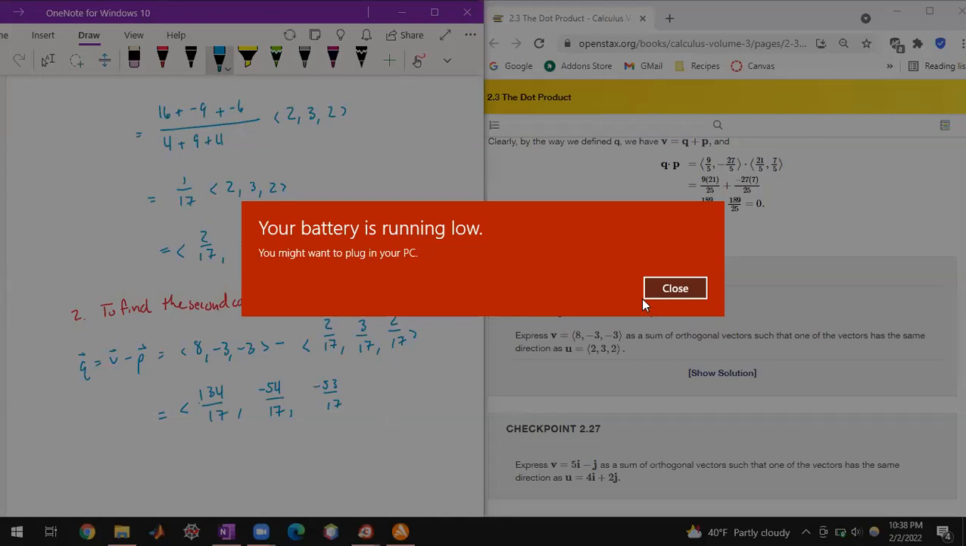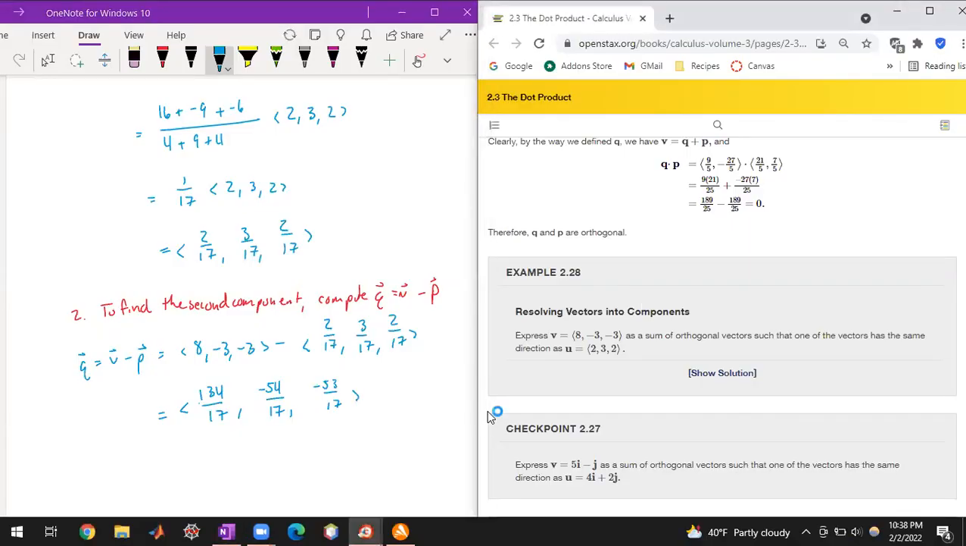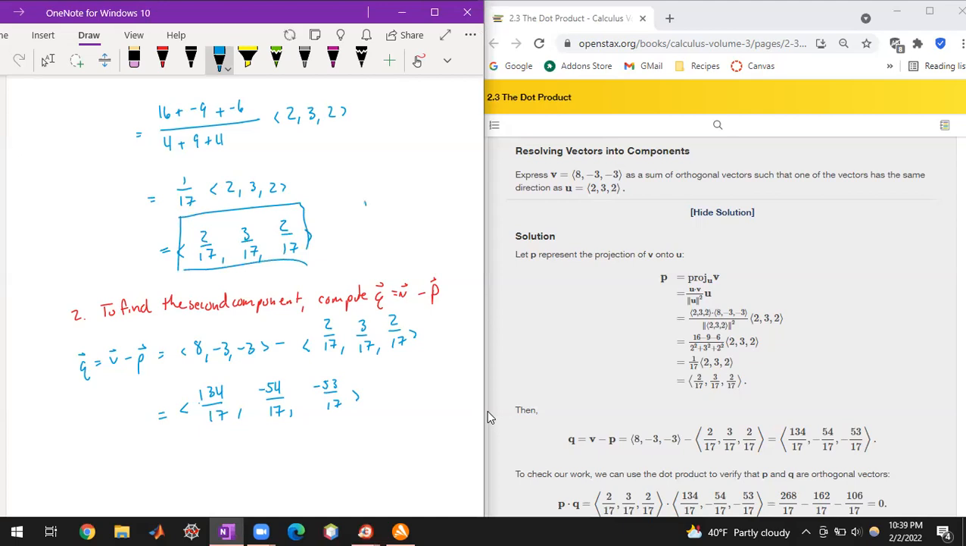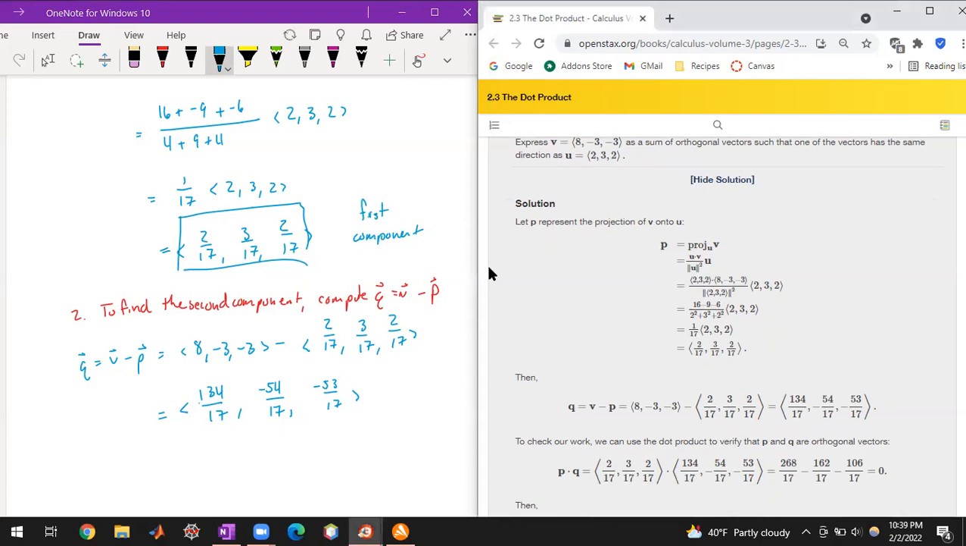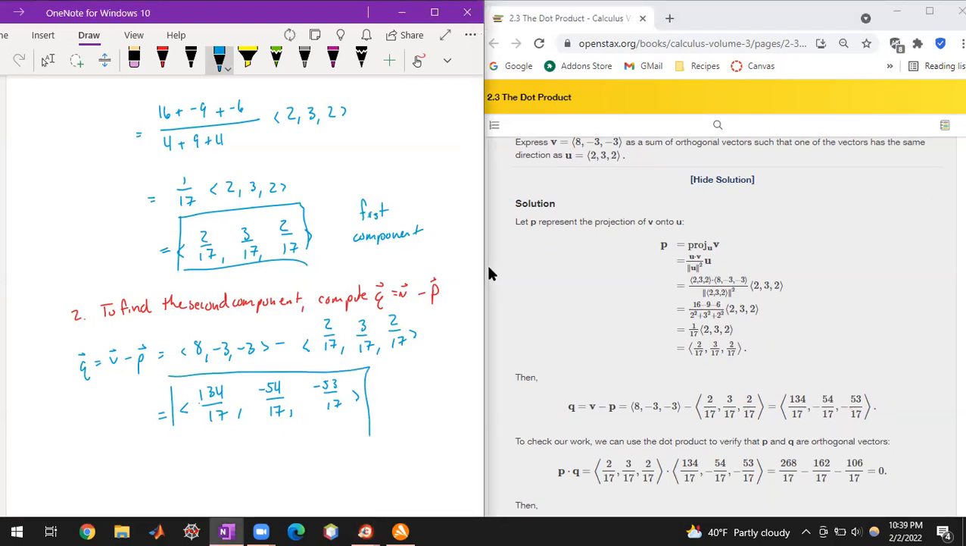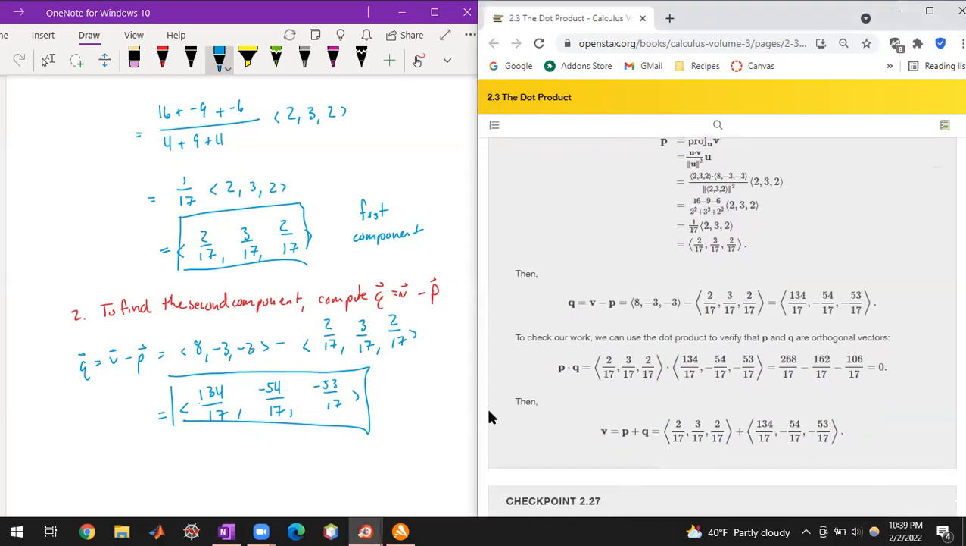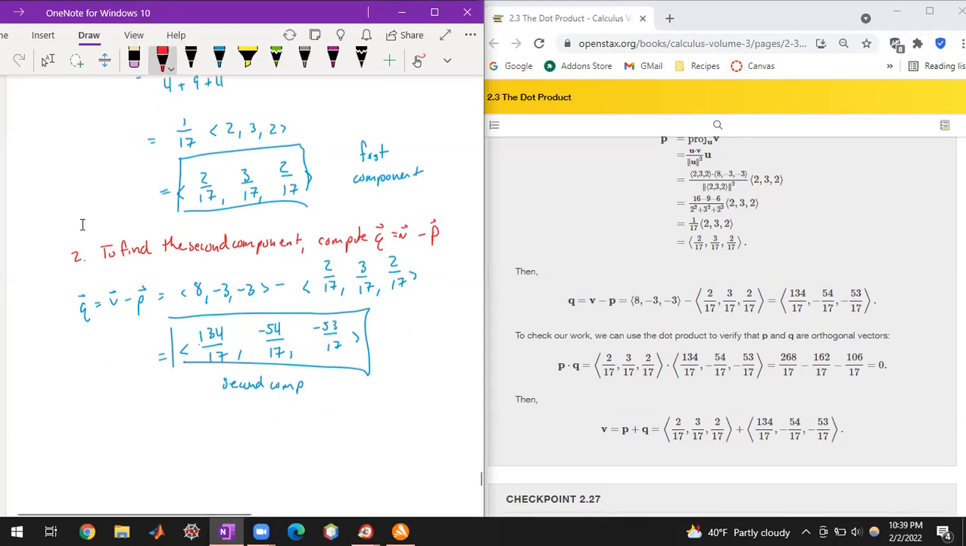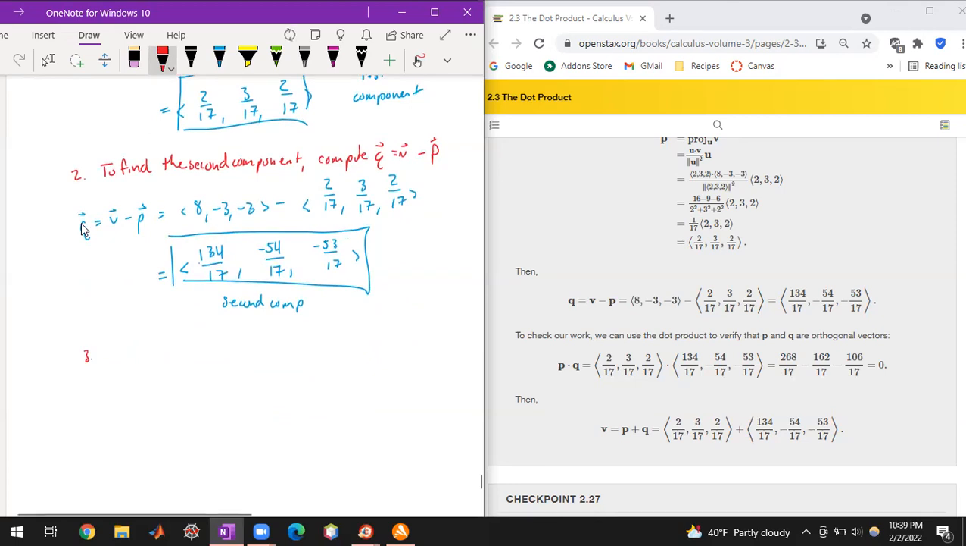All right, so let's go ahead and check our answer. We've calculated our projection and got 2/17, 3/17, and 2/17. This is our first component. And then we've calculated their difference, our second component. Of course, we can actually check our work by taking the dot product and proving the two vectors are orthogonal. Yeah, I should have done that.